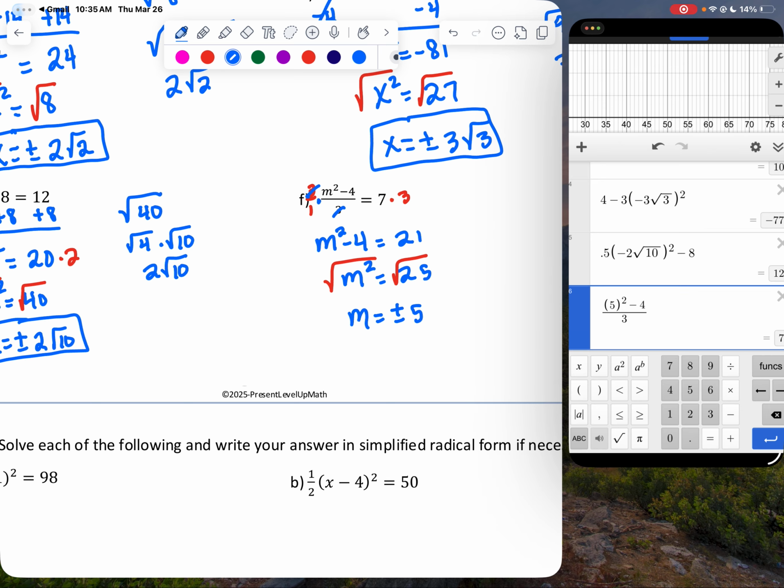Now change that positive 5 to negative 5. And that also checks out. So our answers are positive 5 and negative 5.